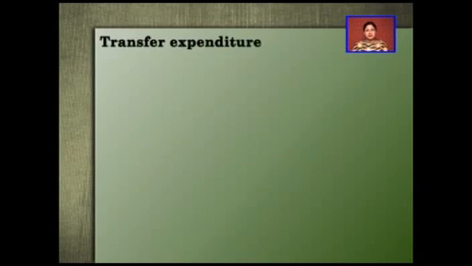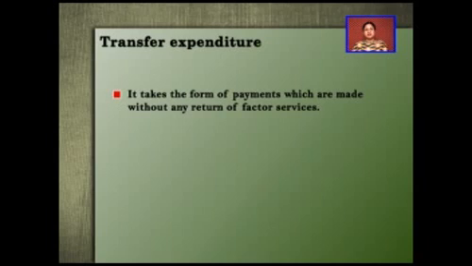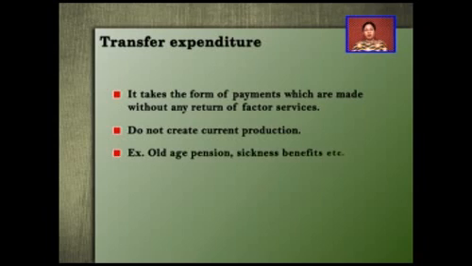Next, we have transfer expenditure. Transfer expenditure takes the form of payments which are made without any return of factor services. Or in other words, transfer expenditure is that which is made by the government without getting anything in return. This type of expenditure does not create any current production. It does not help in increasing the current production. For example, the government makes payments for old age pensions, unemployment allowances, sickness benefits, etc.